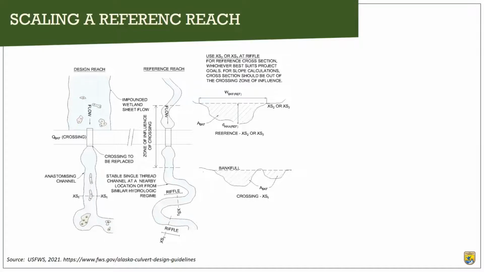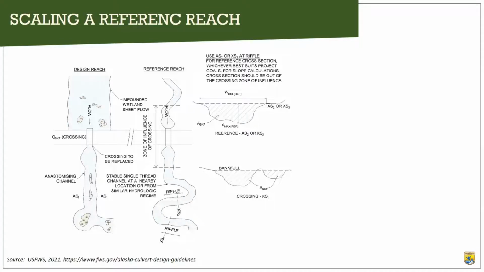So how do we scale a reference reach? We're going to do this if we don't have a suitable reference reach upstream or downstream of our channel for any reason. Maybe it's the wrong slope, or maybe we don't have a single thread channel. I don't know if I mentioned that earlier, but we do need a single thread channel to be our reference cross section.